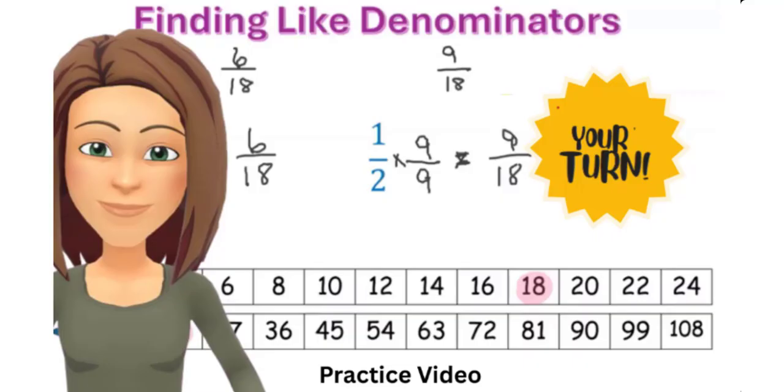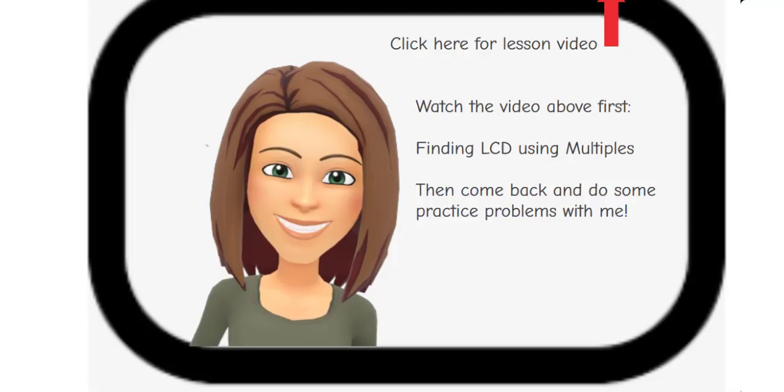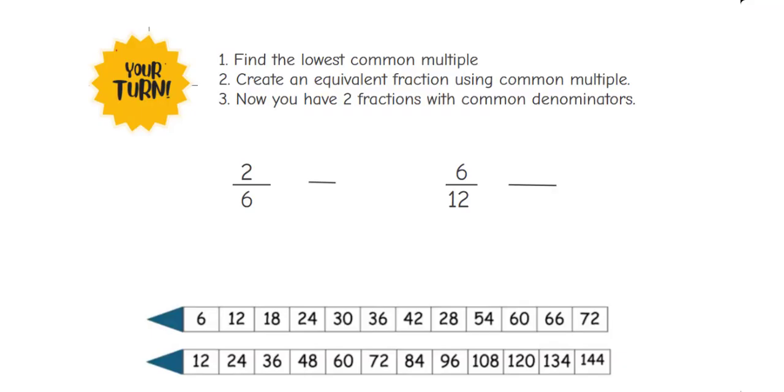This is a practice video where you get to find like denominators. The lesson video link is above. If you haven't already watched it, then watch it before you go forward, because today, in this video, we're practicing. That video is called Finding Lowest Common Denominator Using Multiples. In this video, you're going to practice finding that lowest common multiple.